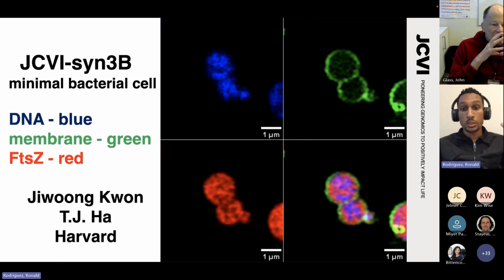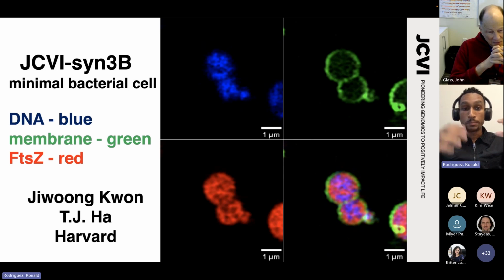FtsZ is a protein that forms a ring in most, but not all, bacteria when they are ready to divide their DNA. In natural bacteria, what you typically see is a single band of FtsZ fluorescence in the middle of the cell, which signals the plane of cell division. What we see in the minimal cell is multiple rings of FtsZ within the cell, suggesting that there might not be a defined plane of cell division in the minimal cell, which is in contrast to what we see in natural bacteria.